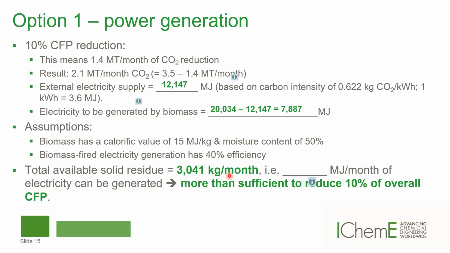Actually, with this amount of residue, this is the power we can generate per month. So it's larger than our target internally provided power supply. So meaning we can actually supply our own power using the biomass waste. So more than sufficient to reduce overall CFP or carbon footprint by 10%.